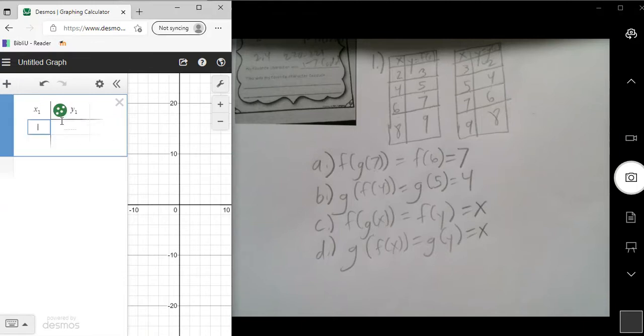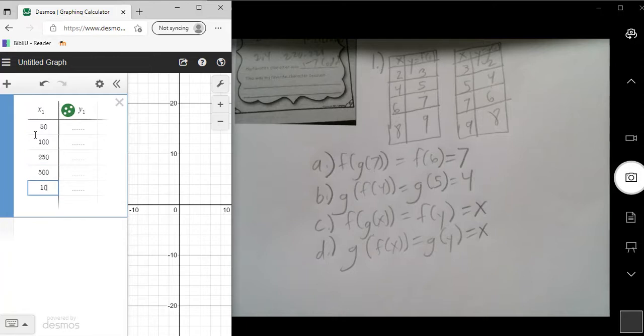I'm going to put it in the table over here. Now, in the table here, the x values... amount of US dollars. If you look at problem number 4, which is on page 242, the amount in US dollars is your input, which is the x values. The amount in Canadian money is your output. So for our x values, we will have 50, 100, 250, 500, and 1,000.